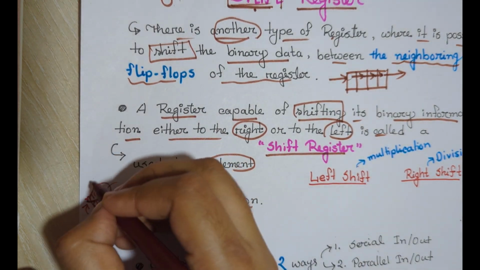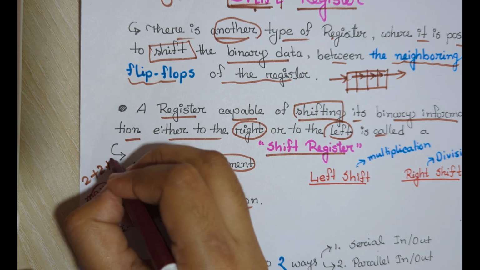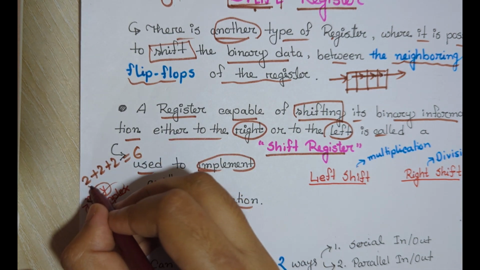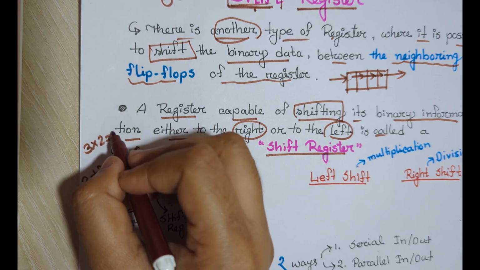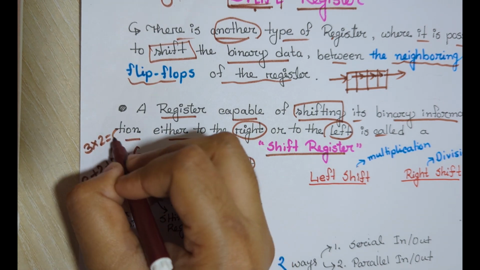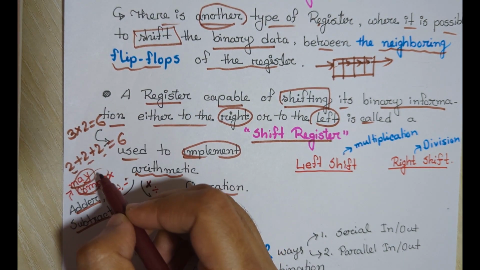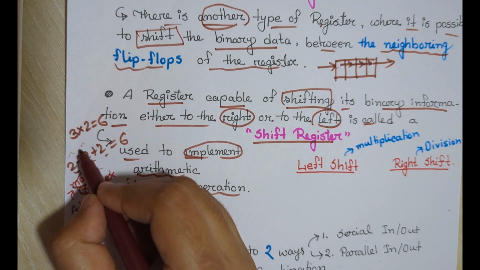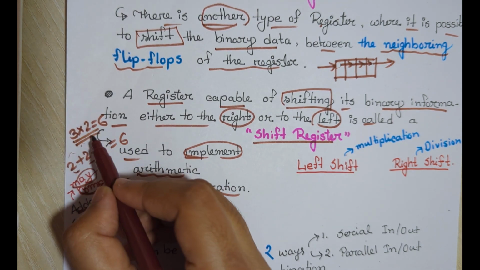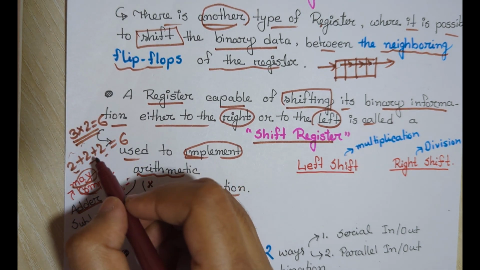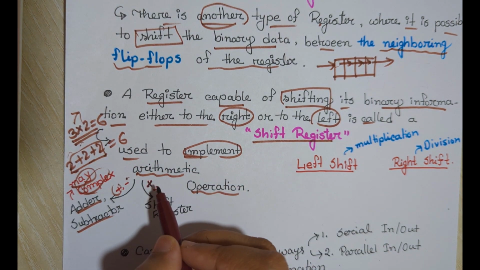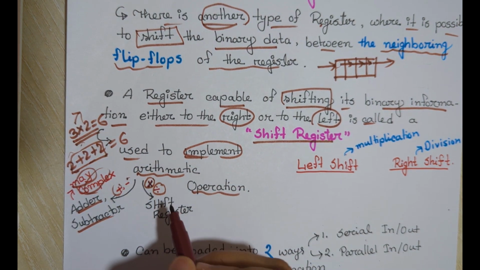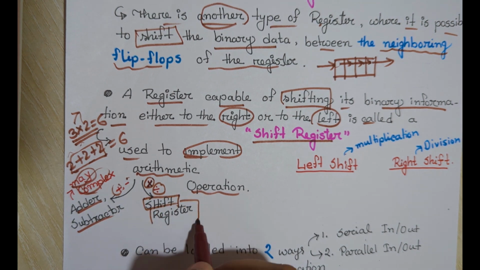Suppose we have to add 2 plus 2 plus 2 equals 6. Here we have used 3 adders. But if we multiply 2 by 3, then we get 6. So with adders, we have to use multiple adders, but here we don't have to use multiple devices. So addition may seem complex sometimes and multiplication is easier. So the work of multiplication and division is done by the shift register very easily.